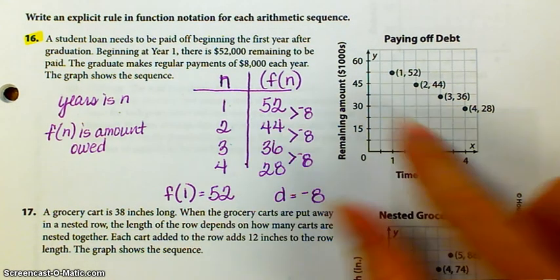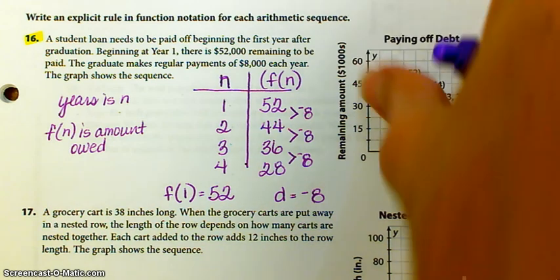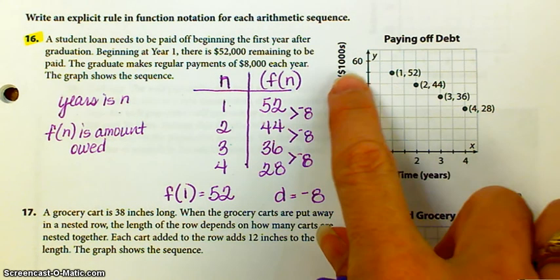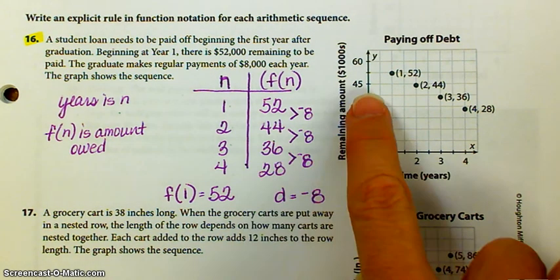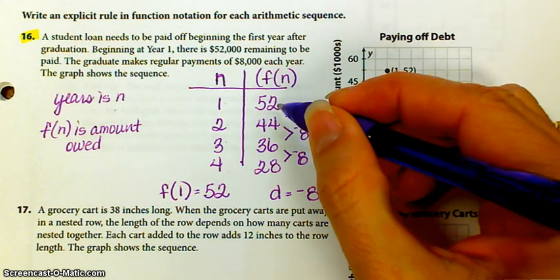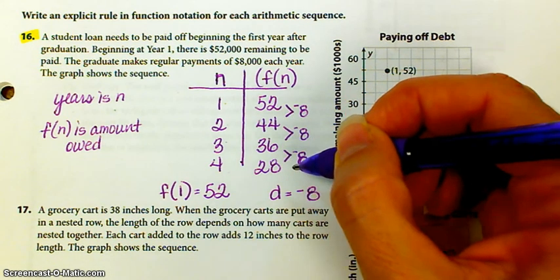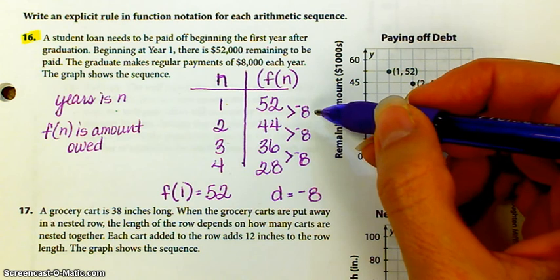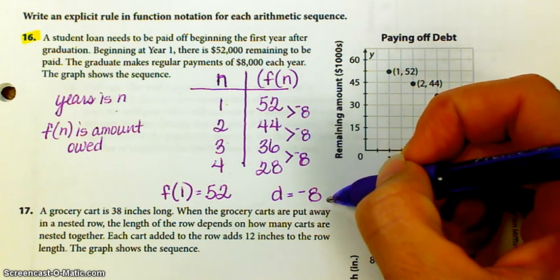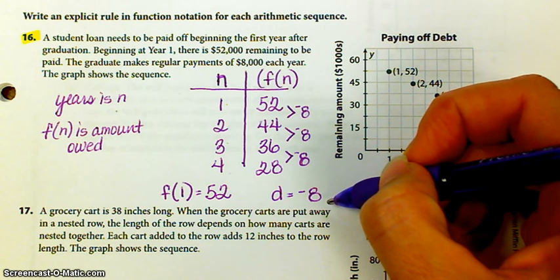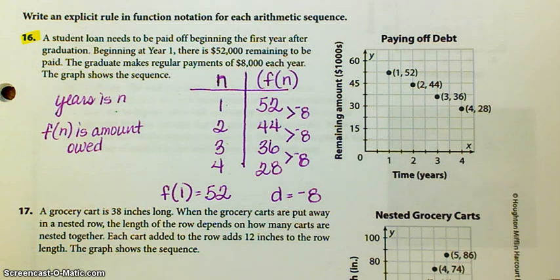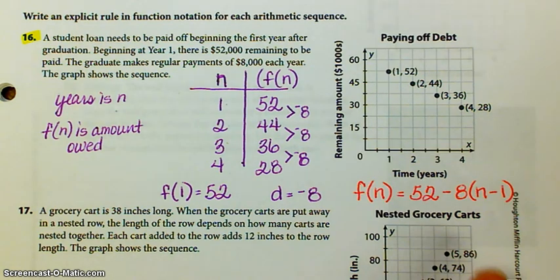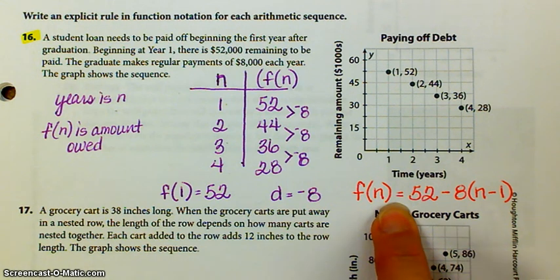And remember that on the y-axis they said in thousands of dollars, so this is $52,000, $44,000, etc. Okay, but the common difference is you're paying it down by $8,000 a year. You are decreasing it by $8,000 a year, so your d is -8. So use that information to write an explicit rule in function notation. So hit pause, write your rule, hit play, and see if you did it right. All right, and for 16, here is my rule in function notation.